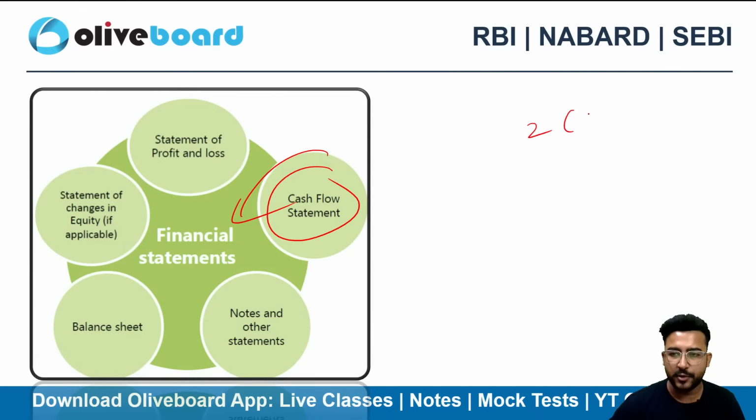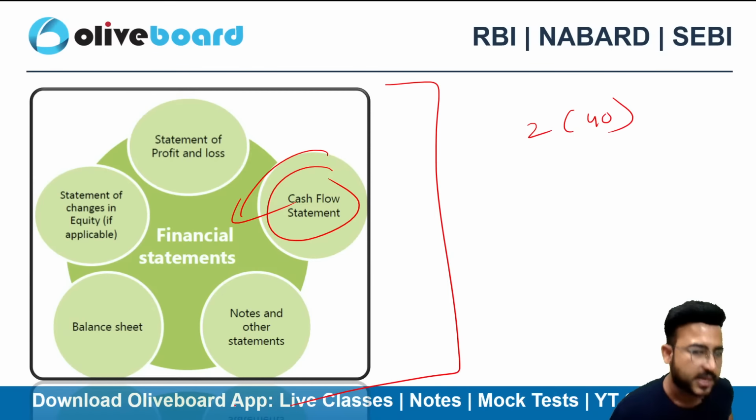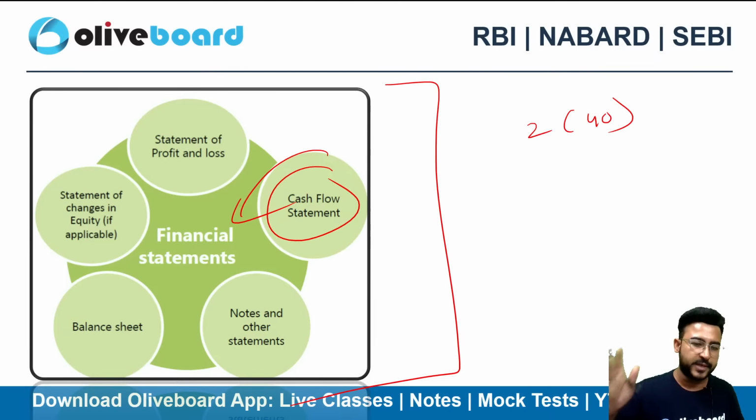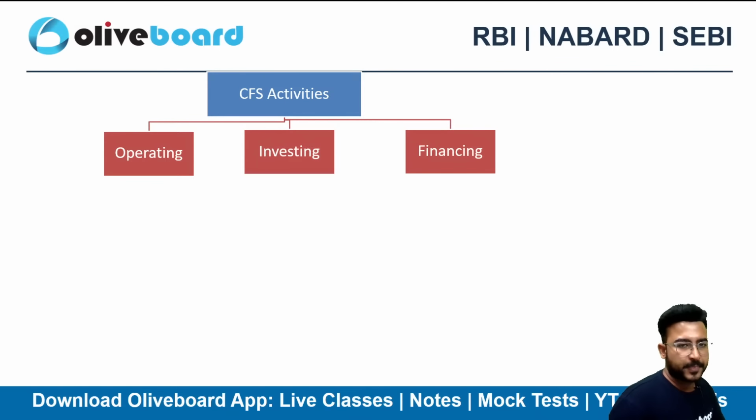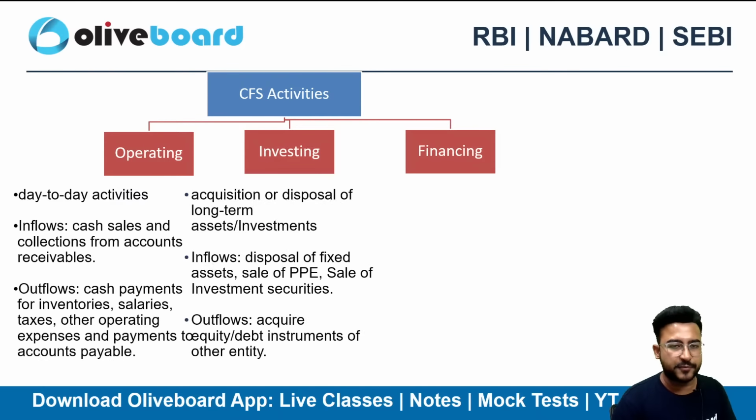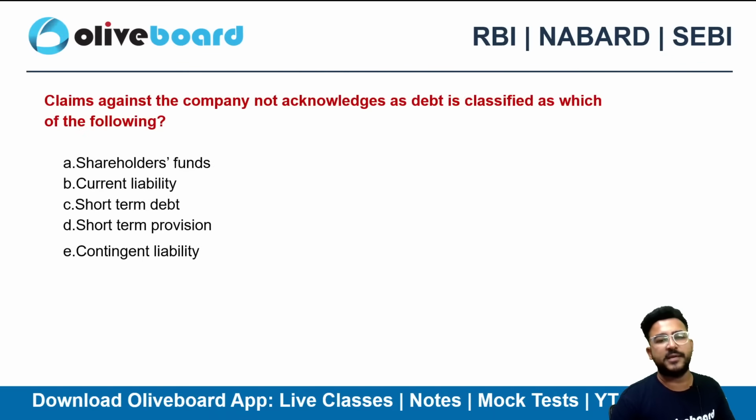As per Section 2 subsection 40 of the Companies Act 2013, these are the parts of my financial statement. There are 5 parts: profit and loss, balance sheet, cash flow statement, notes to accounts, statement of changes in equity. Please do remember this one. And these are the activities of the cash flow statement: operating, investing, financing.